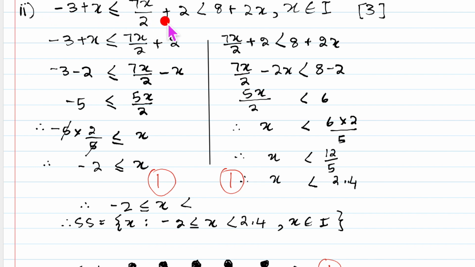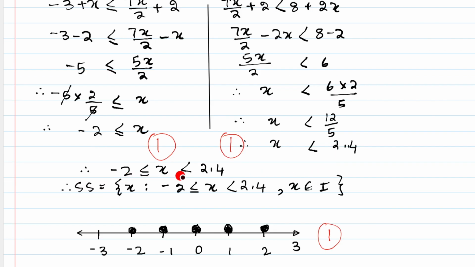So this is our inequation. We write from here to here this side as one inequation, and from here to here this side as another inequation, and we solve it the way you have learned to solve. You get this value, that will be 1 mark. You get this value, that is 1 mark.